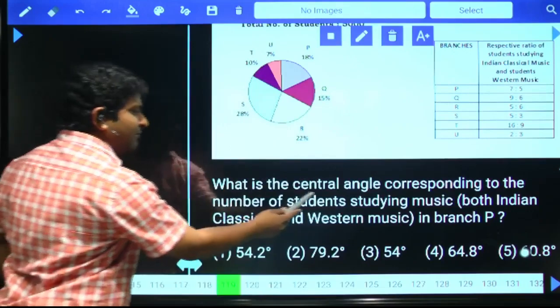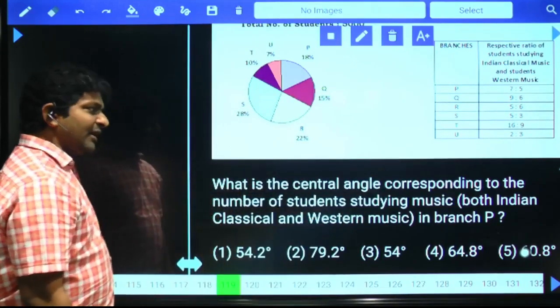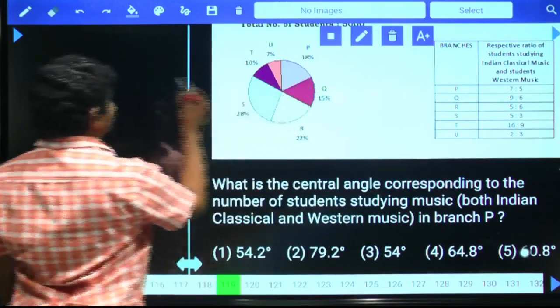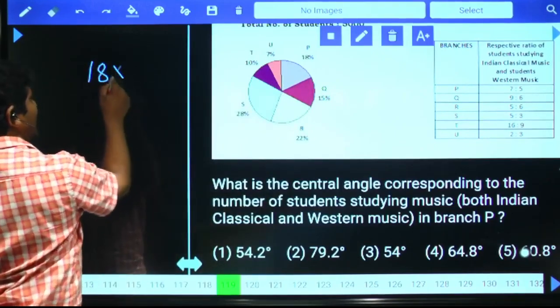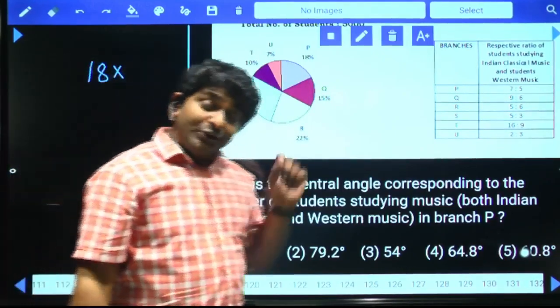Central angle corresponding to the number of students studying music in branch P. Branch P, how much percentage do we have? 18 percentage. Now, 18 percentage in the sense 18 into the 1% value.